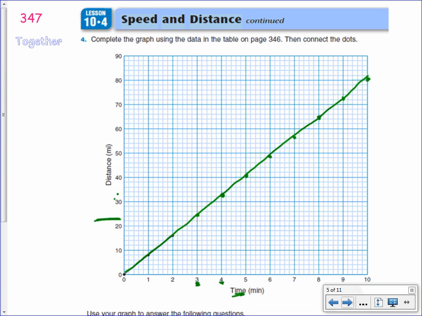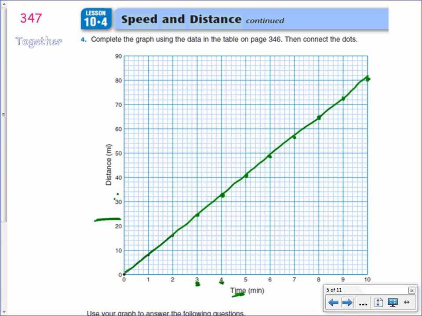Here's a question for you to ponder a little bit. Why do you think we ended up with a perfectly straight diagonal line? Why do you think that happened, Olivia? Yeah, I think I know what you're saying. You're right. We have the same rule, the same rate for every single minute that that plane was traveling.